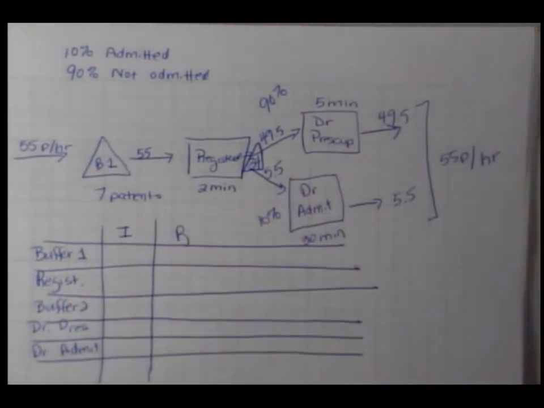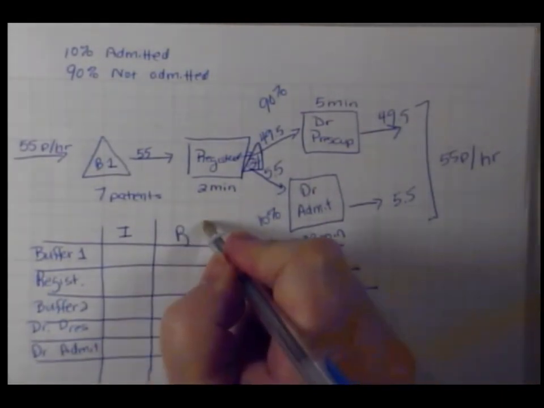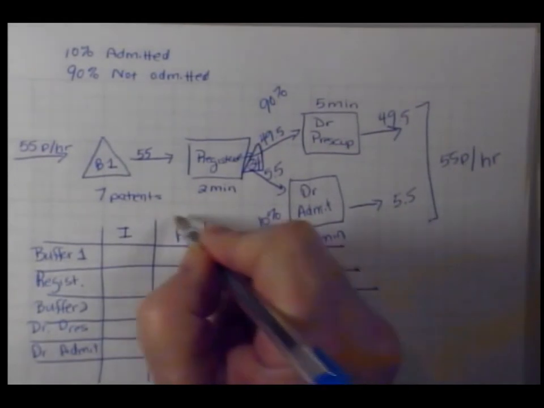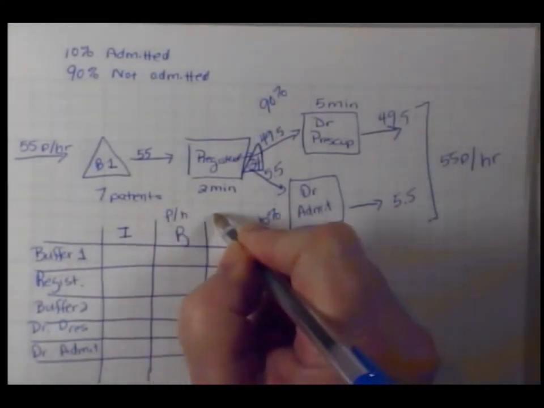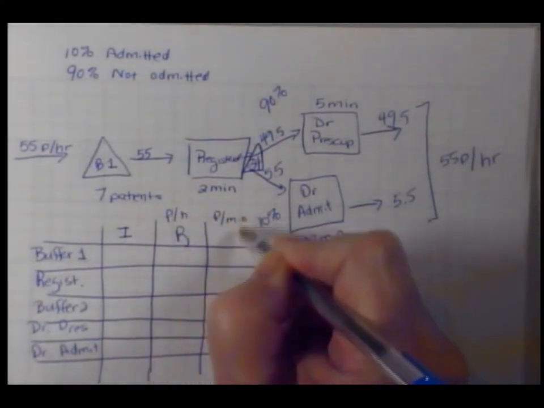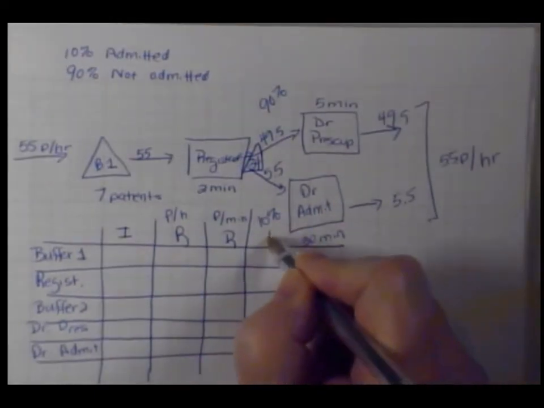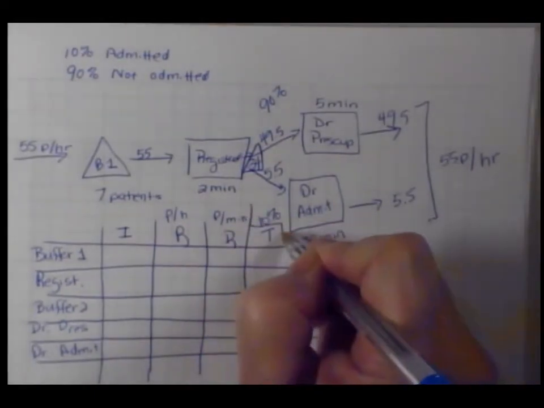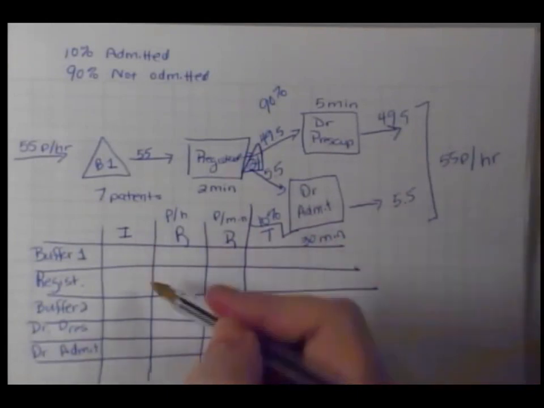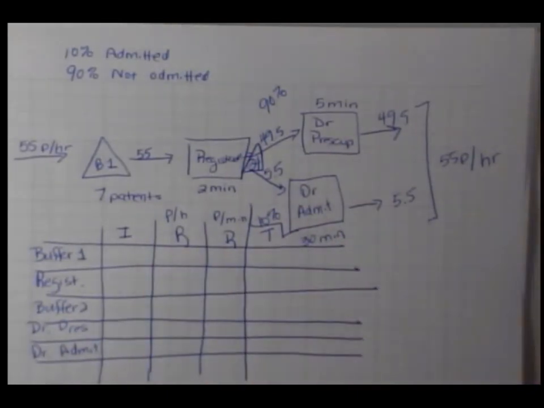Throughput, and my throughput is in patients per hour, but my flow time is actually in minutes. So I know that I'm going to need to convert to patients per minute. So I'm going to use a second column for my throughput, right? And then I've got my flow time, which is in minutes.